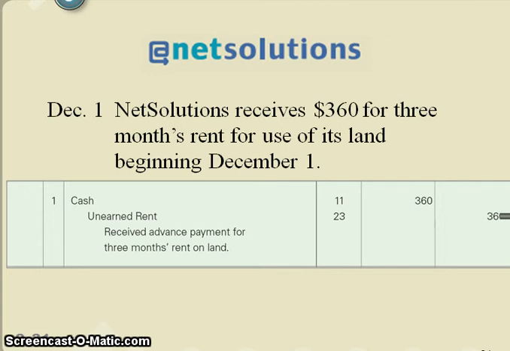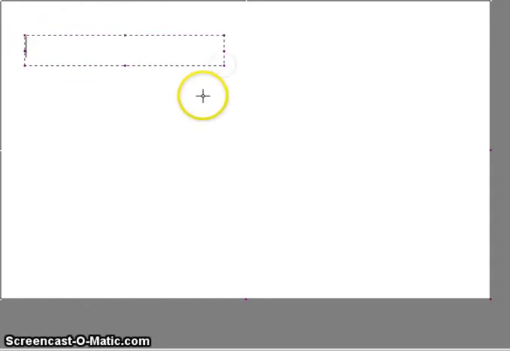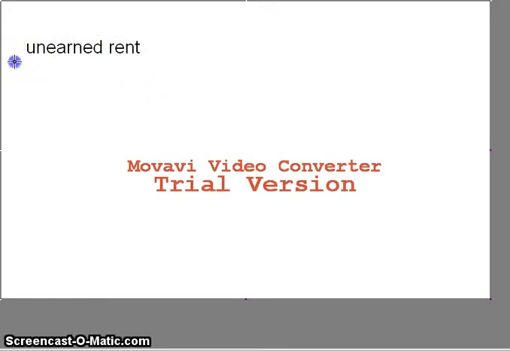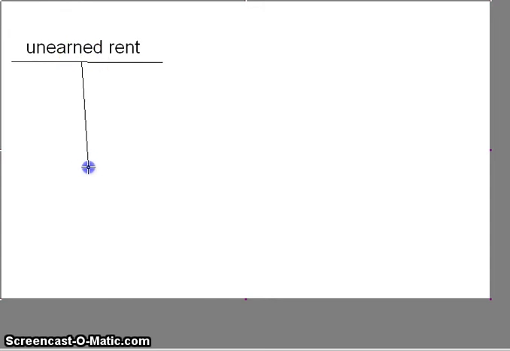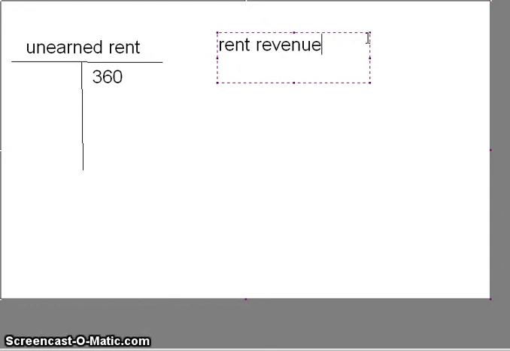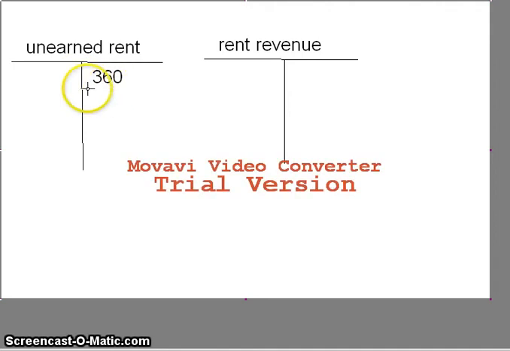Okay, so as time goes on, you've got unearned rent. Here's your T account for unearned rent. What happens here is originally you've got $360 in there. And we've got rent revenue over here. Shows the T account. And you get nothing in here. I left the cash one off here because I think you're okay with cash as cash. But the idea is that we have this $360 liability here. Now it's for 3 months.